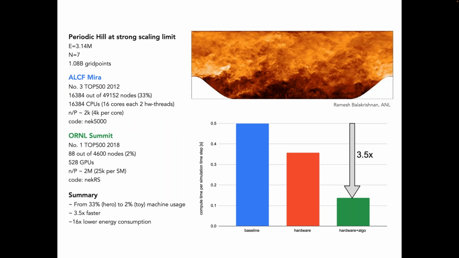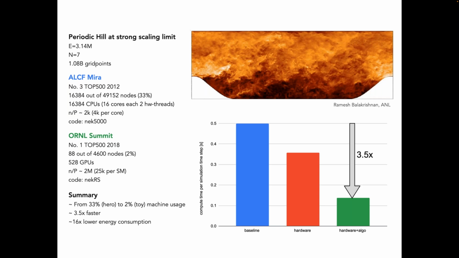So this is one of the early simulations we did on Summit, but it illustrates two things. First of all, now with this new kind of GPU accelerated HPC platforms, we're able to do some fairly big simulations using a small fraction of the machine, right? I mean, here we compare a previous hero calculation on Mira, which was the number 3 in 2012. We used 33% of it.